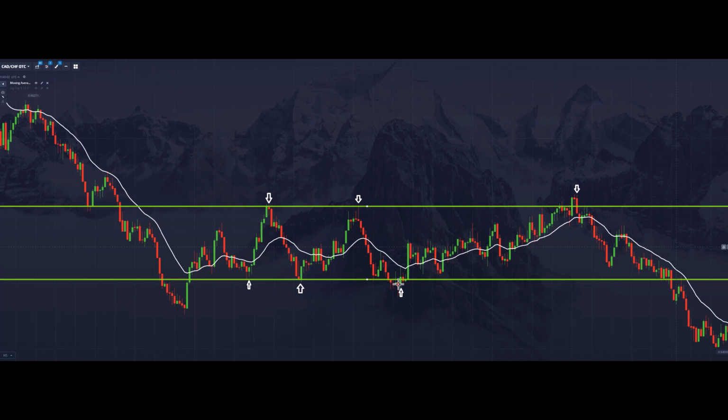Here you wouldn't have got the breakout. This is why we don't trade breakouts, right? We don't enter right here. We enter at the top.